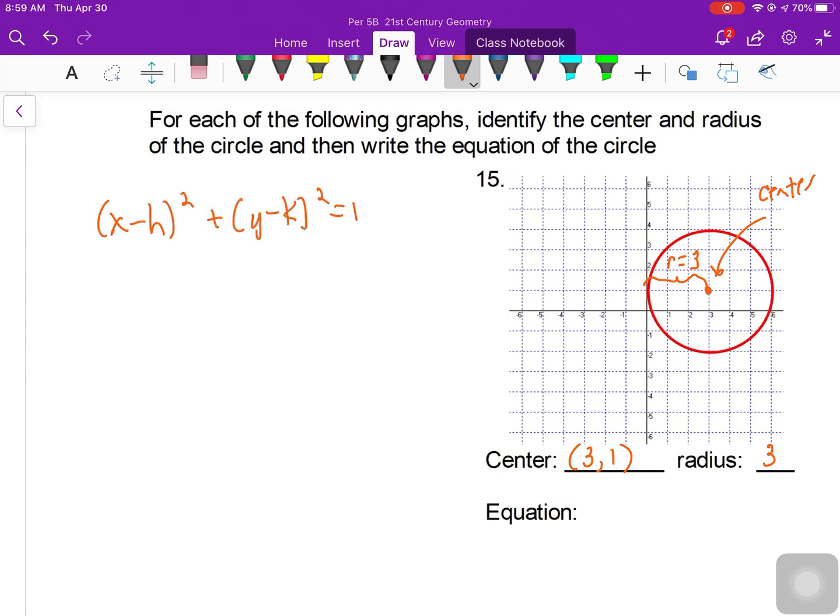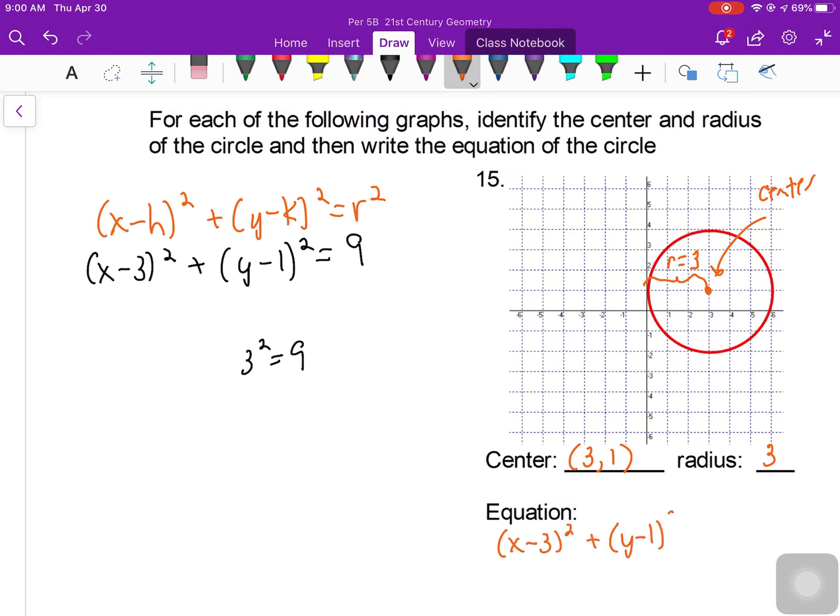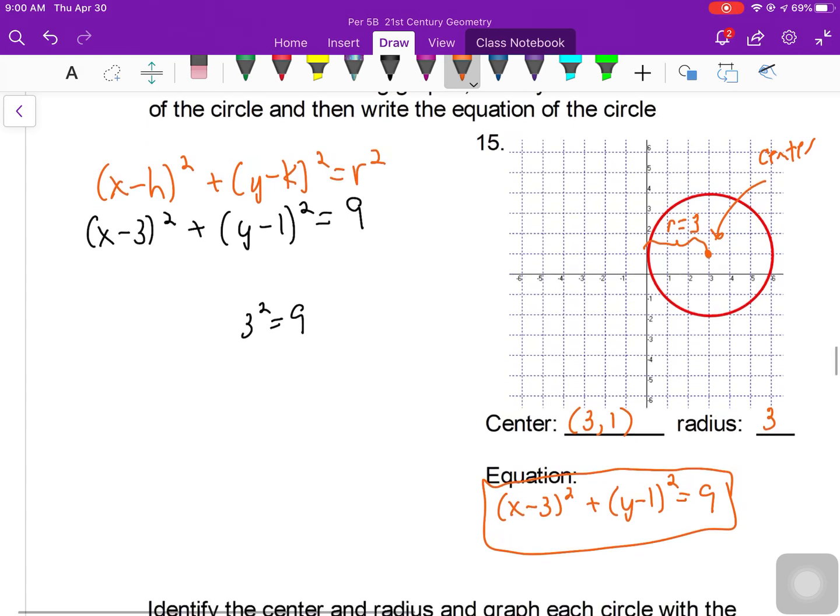Since the center is not at the origin, we follow the pattern x minus h squared plus y minus k squared equals our r squared. And recall, we must use the opposite. So it's going to be x minus 3 squared plus y minus 1 squared. And then also recall we need to square the radius. 3 squared works out to be 9, so 9 goes over here. That means the equation for our circle is x minus 3 squared plus y minus 1 squared equals 9.